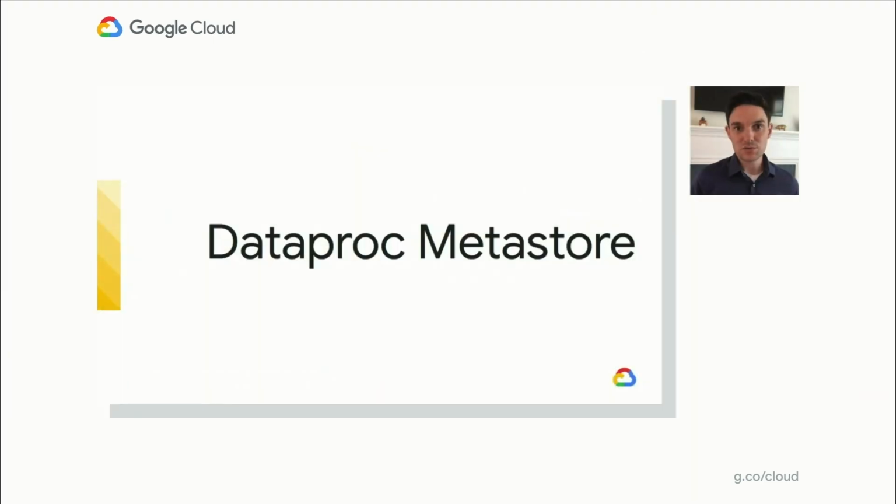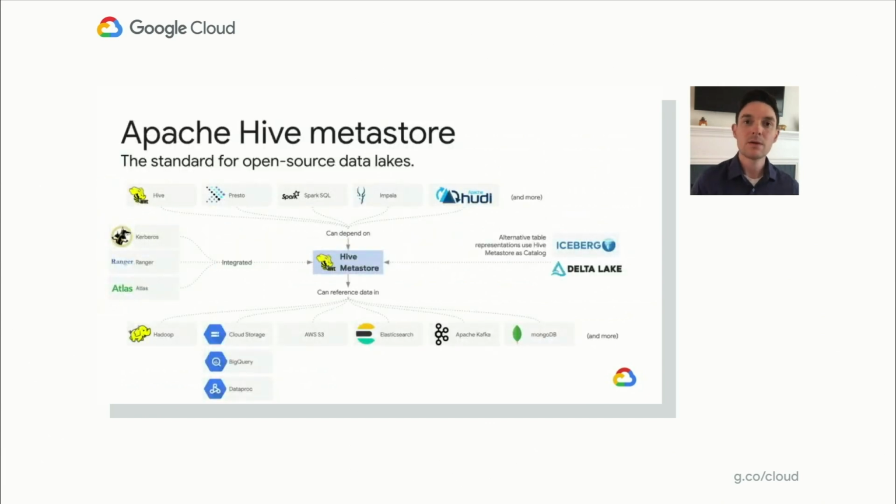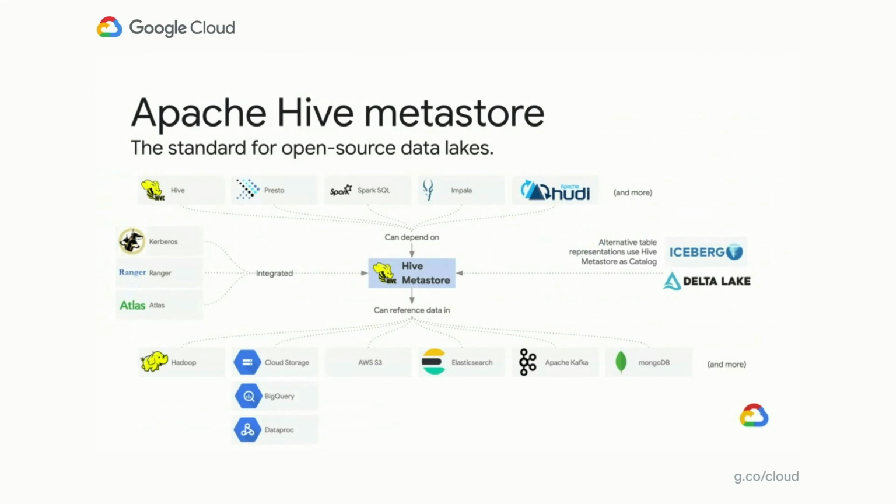One of our big new releases that I'm really excited to talk to you about today is the Dataproc Metastore. So I'm going to give you an overview of what the Dataproc Metastore is and why we have developed it. The Dataproc Metastore is essentially a managed Apache Hive Metastore. So I want to start out with why the Hive Metastore is such a big deal, because that drove why we developed a managed Metastore service in the first place.